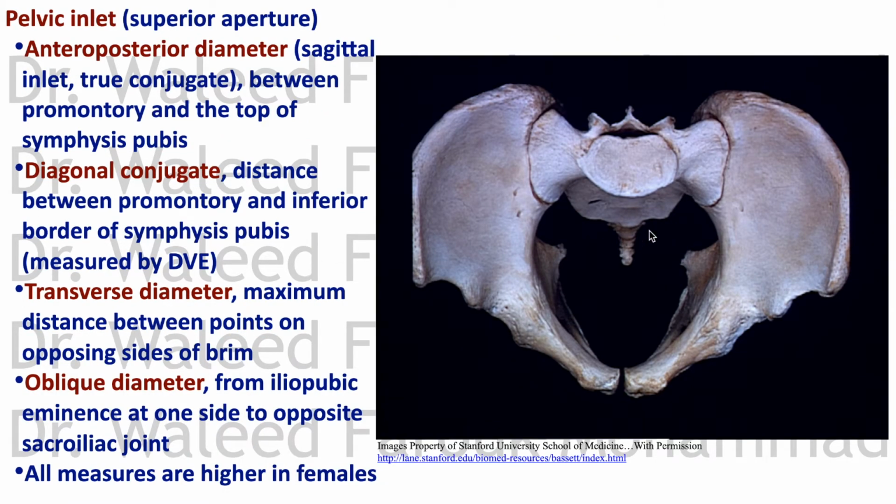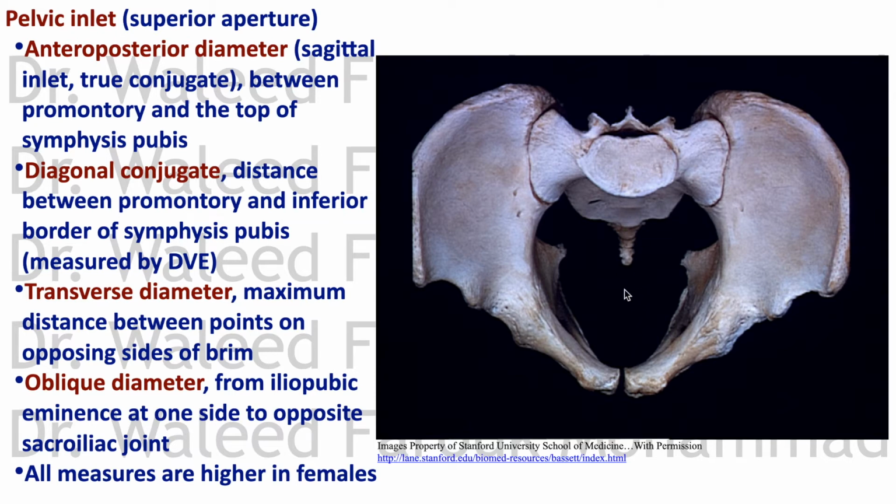The inlet, as I told you before, is through the promontory to the sacroiliac joint, the iliopectineal or the arcuate line, and the pubic crest to the other side. To measure it, for its clinical importance in obstetrics, the obstetrician wants to know if there's going to be an easy engagement. Engagement means the descent of the head of the baby or the fetus into the pelvis through, of course, the pelvic brim. So they use some measures or diameters.